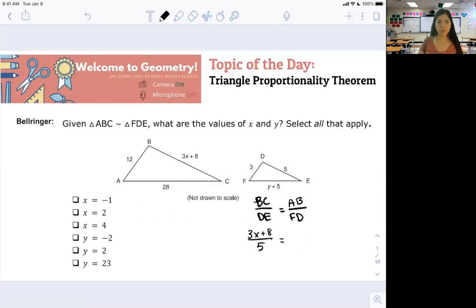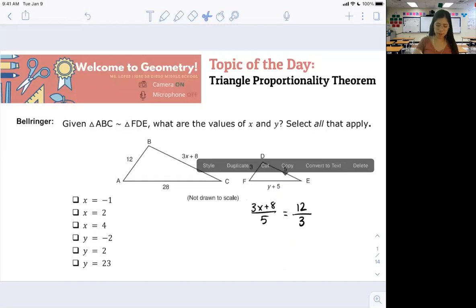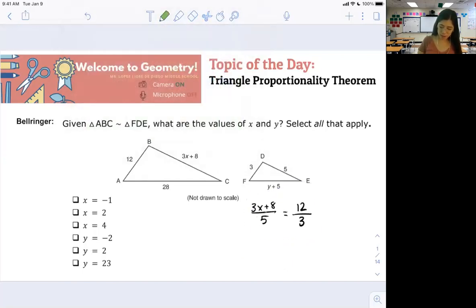So this gives me what? 12 over 3. Yeah, that's a much better one because now I only have x. There's no y involved in this proportion. So it's a lot easier. So let's go ahead and solve it. Cross multiply and go from there. So this is going to give me 3 times 3x plus 8 equals 60. Now go from there, solve that equation, solve for x, and then we will see what we all get.